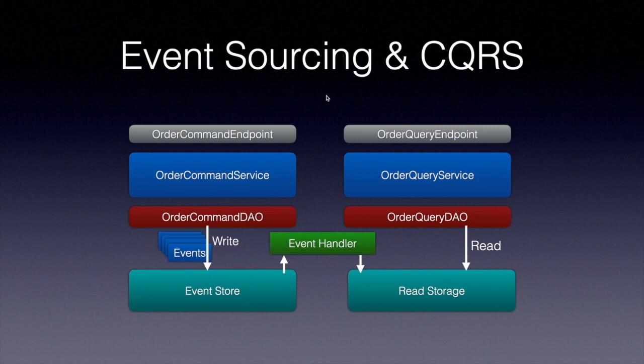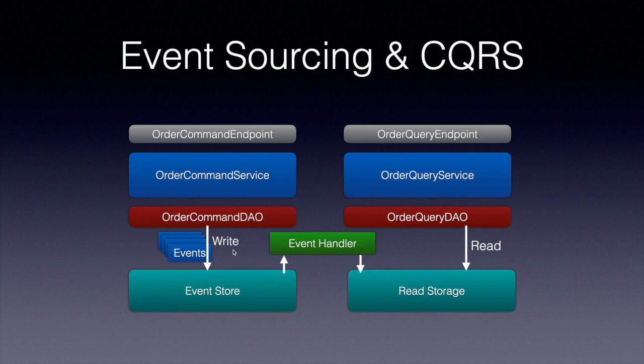By combining event sourcing and CQRS architecture patterns and principles, we'll have the final architecture like this. On the left side, we have the command components, and on the right side, the query components. We have the event store on the command side. The command service always issues the events to the event store.